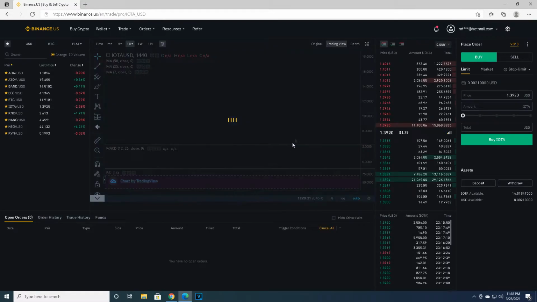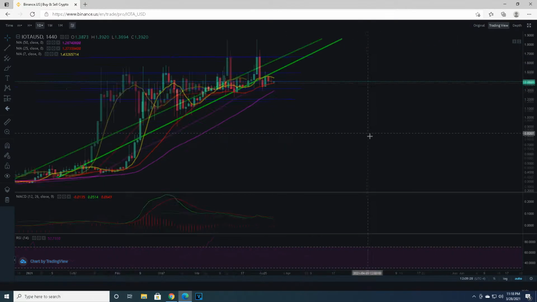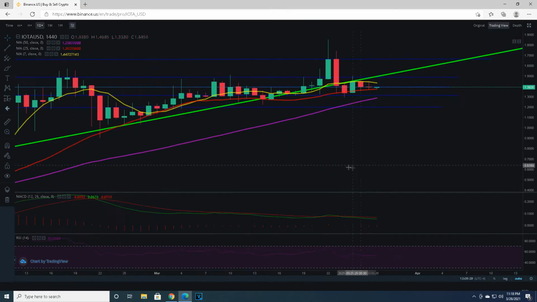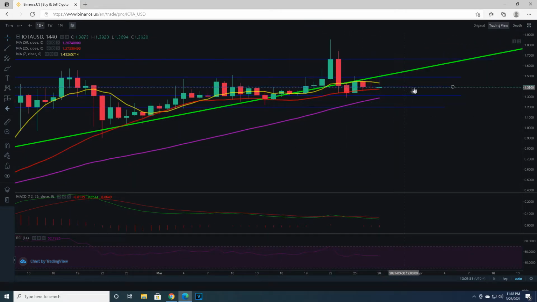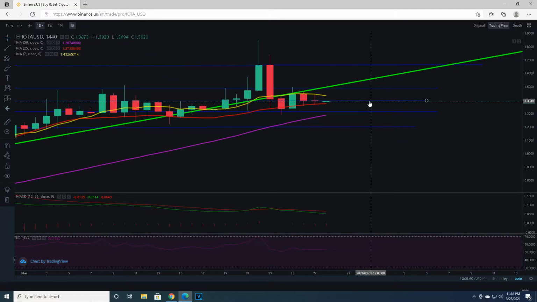IOTA. IOTA is one I've talked about a couple times. And looking here, we've got our green trend line, we've got our support and resistance lines, and again, our price right now is sitting right on a support resistance line. As of right now, it's acting as resistance. We need to get above that. We need to get above the 139, where we're currently sitting.